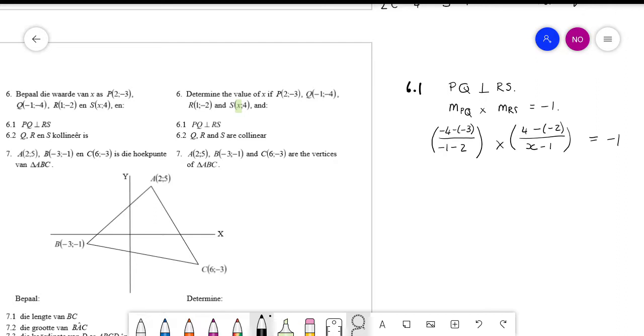Okay, so then here we have -1 over -3, which I'm just going to write as 1 over 3, times 6 over x minus 1 must give us -1. Ek gaan verder gaan en daai nog meer vereenvoudig. Is everyone still with me? These all go together. And these all go together.